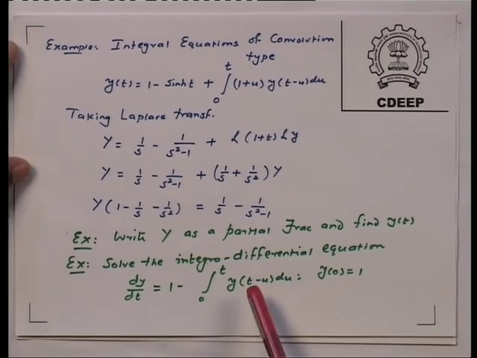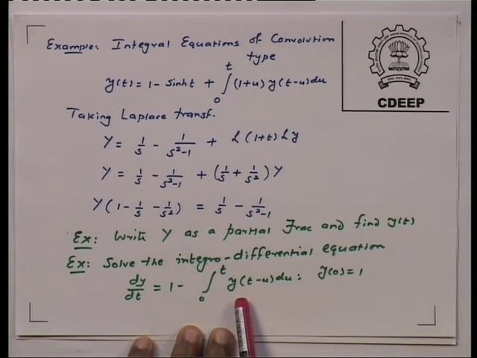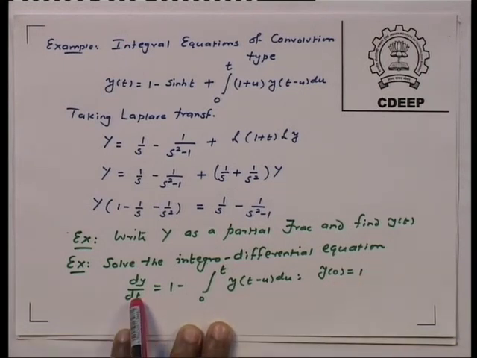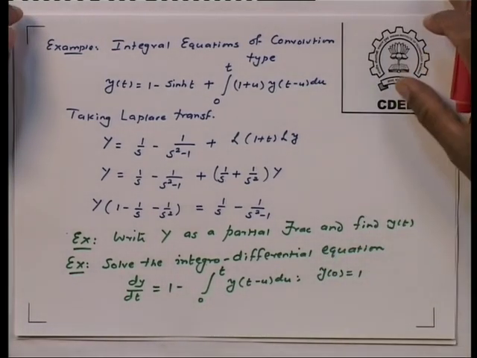The next one is an exercise, solve the integro-differential equation dy by dt equal to 1 minus integral 0 to t y of t minus u du. What kind of a convolution is this? Convolution with what? Convolution of y with what? 1, or 1 into h(t). And there is an initial condition given because there is a first order derivative present, correct. So, please do this, it is straightforward, simply take the Laplace transform.